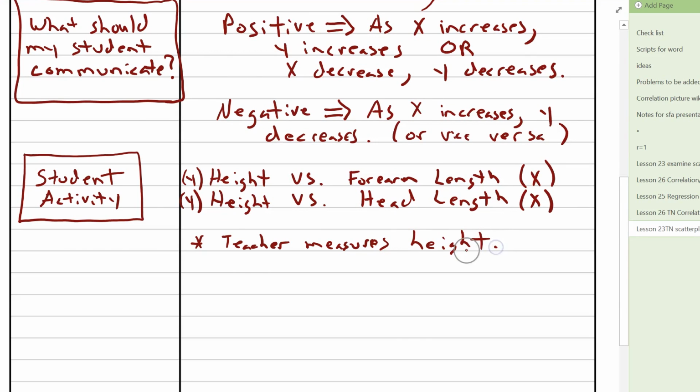The way I suggest doing this is up against your wall, mark 6 feet. And then just have every one of your students stand right underneath that mark and measure down for most of them and do a subtraction, or measure up for the one or two basketball players in your class that are over 6 foot tall. So you're going to measure the height of every student.